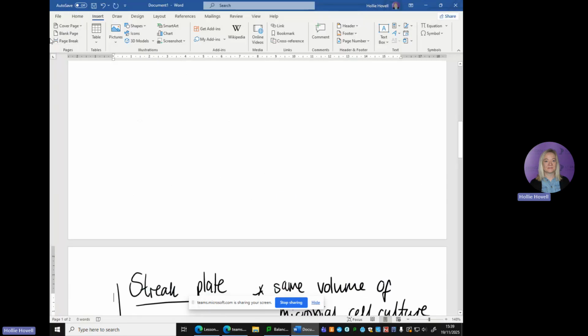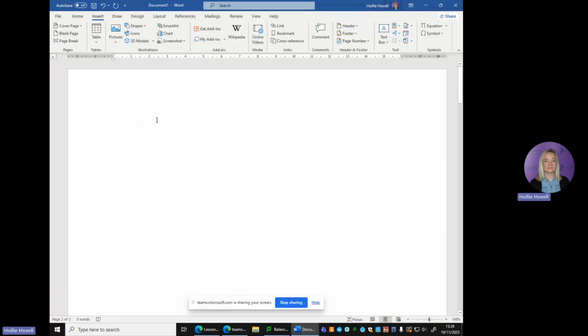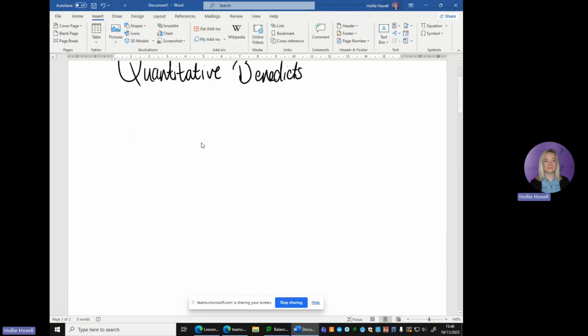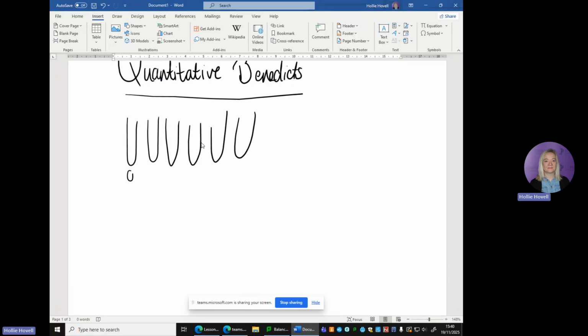The final experiment that we did was the quantitative Benedict's. Now, this was the most complicated one. We had lots of steps, didn't we? So first of all, we made up our known concentrations. We had loads of test tubes in the rack, and we had concentrations of 0, 10, 20, 30, 40, and 50.